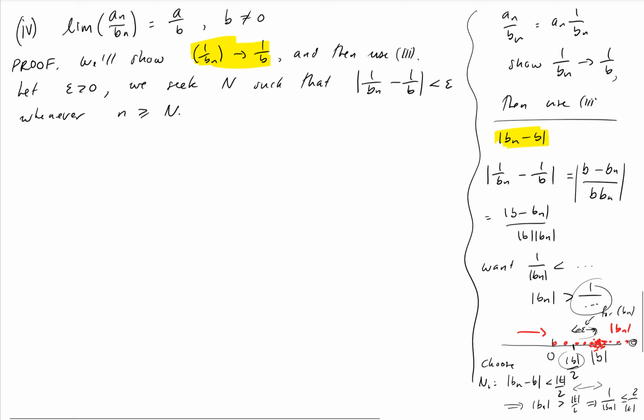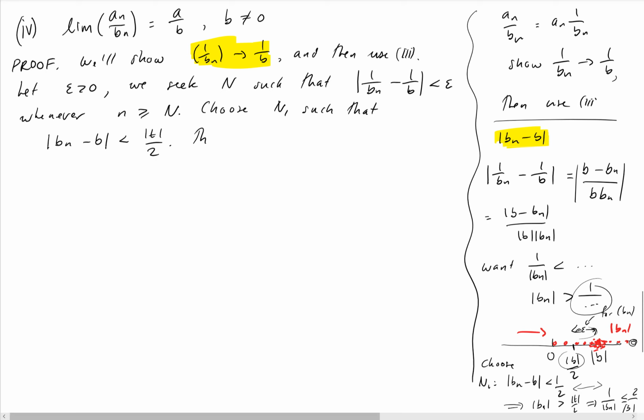So I'm going to choose N1 such that, we're being brave and writing our proof straight in before we've figured all the details out, such that the absolute value of Bn minus B is less than absolute value of B over 2. This implies, not T, what am I saying? I'm mixing my B's and my T's up. That's a B. Anywhere else I've done that? Here and here. And here.